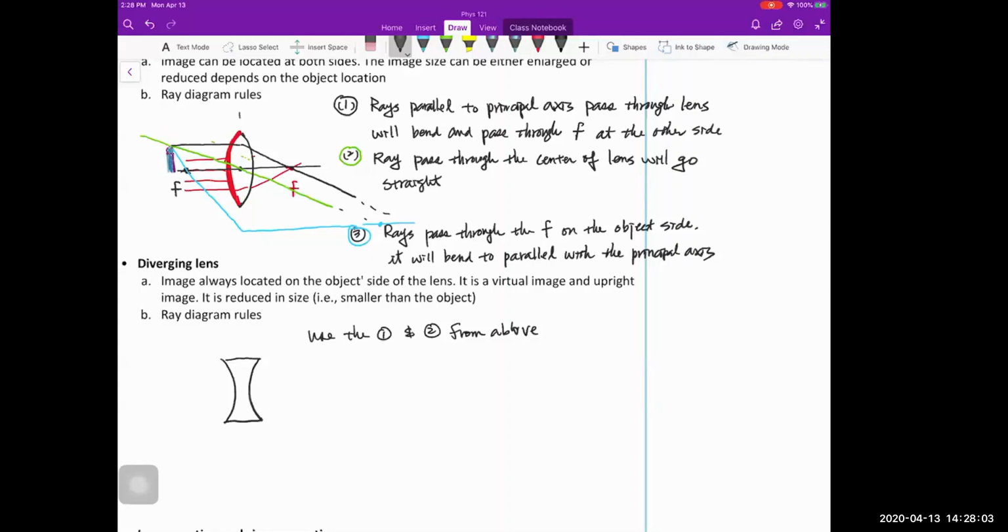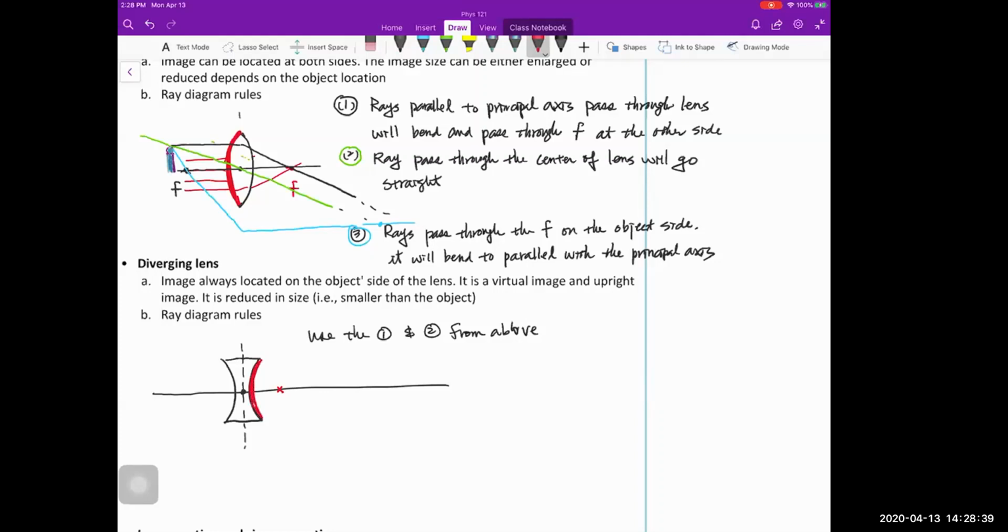Let me just make an example over here. So if I make a center line here, this is my principal axis. This is the line to help me to find where the center of my lens is. So this is the center of the lens. For this kind of a lens, you also have a focal point of 2. So one focal point is going to be at this location. That focal point represents the focal point of this side over here.